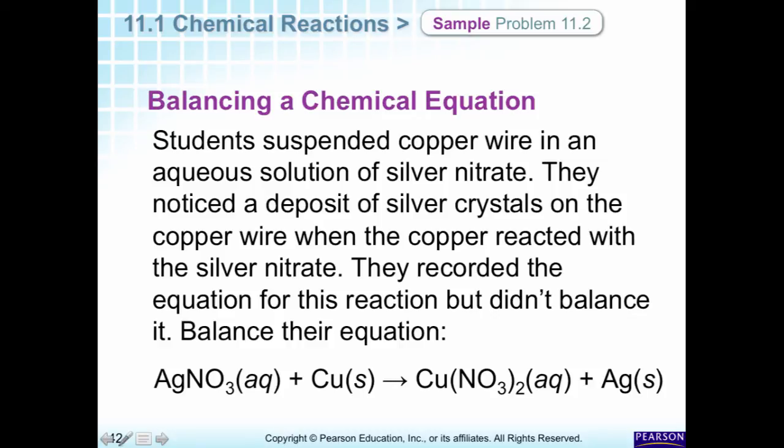So this is the formula for silver nitrate. They said it was a solution, so that's aqueous. Copper was a wire, so we know it's a solid. So these are our two reactants. For the silver to leave the nitrate, it has to displace some copper. So we must be forming copper nitrate. All right.